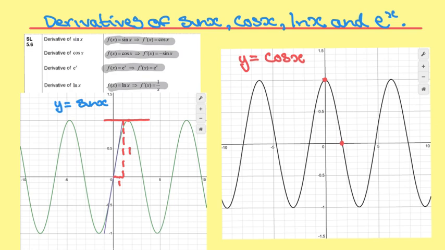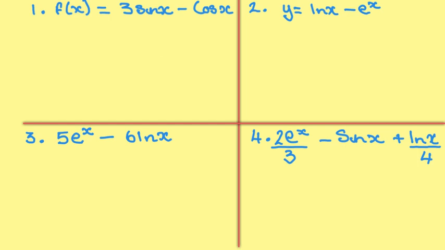And you can do that at any place, anywhere on the sine curve and the cos curve and compare them. And you will always find that the differential with respect to x of sin x is equal to cos x. That doesn't prove it formally, but it's a good illustration of why the differential of sin x is equal to cos x. Now let's go through 4 questions.